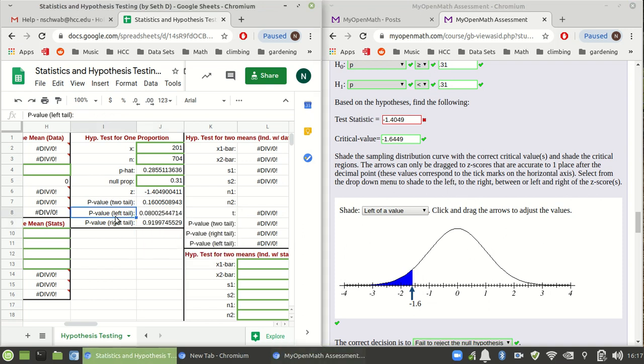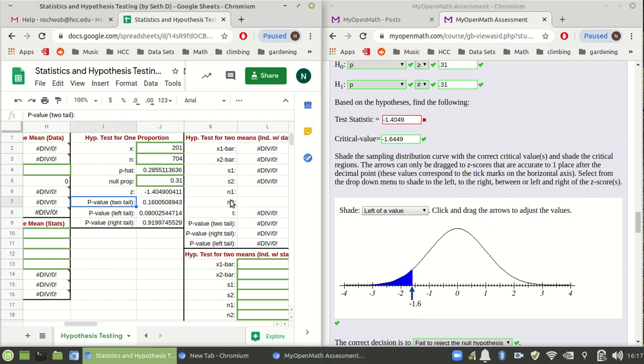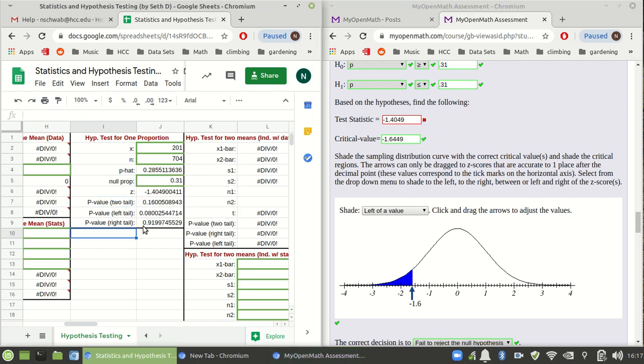Once again, the p-value that we would care about is the left tail, because of this less than sign here. If the problem had been, say, not equal to, then it would be the two-tailed test here, right? All right. I hope that helps clear up how we use the Google Sheets calculator to find the critical value, to find the p-value, and to find the test statistic.